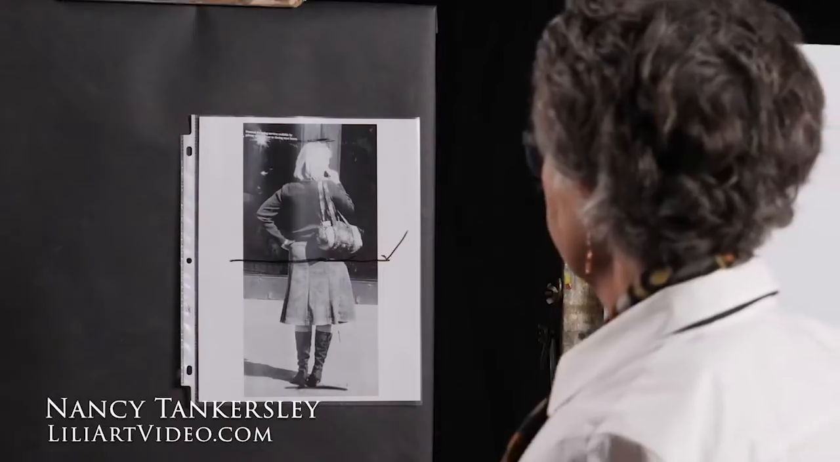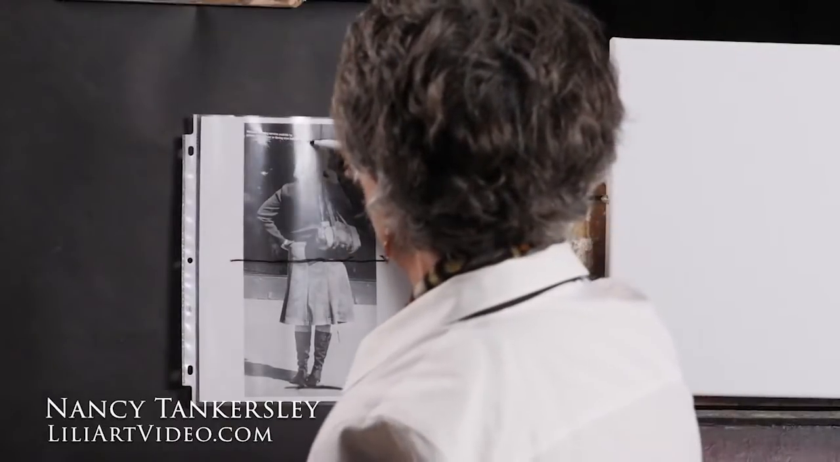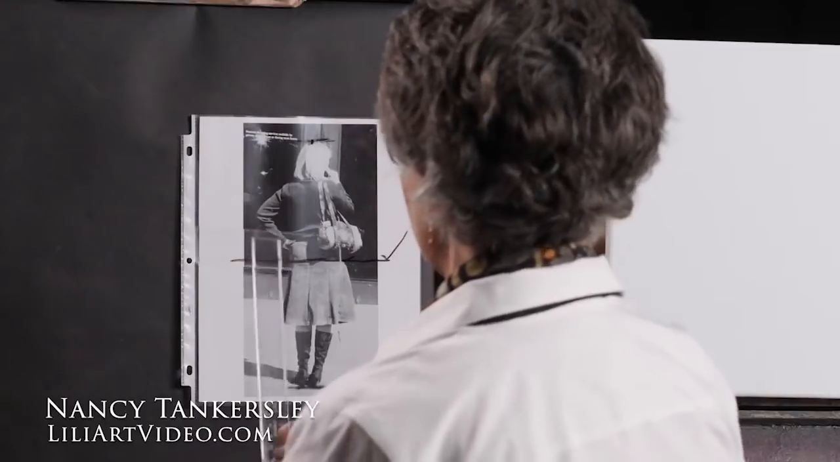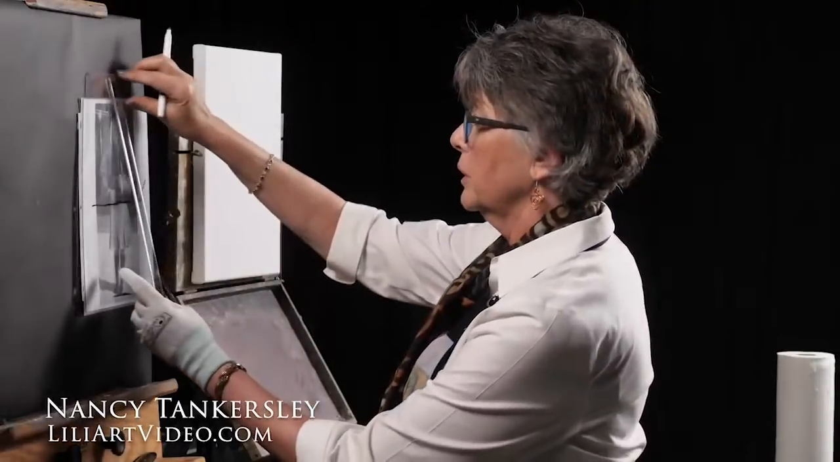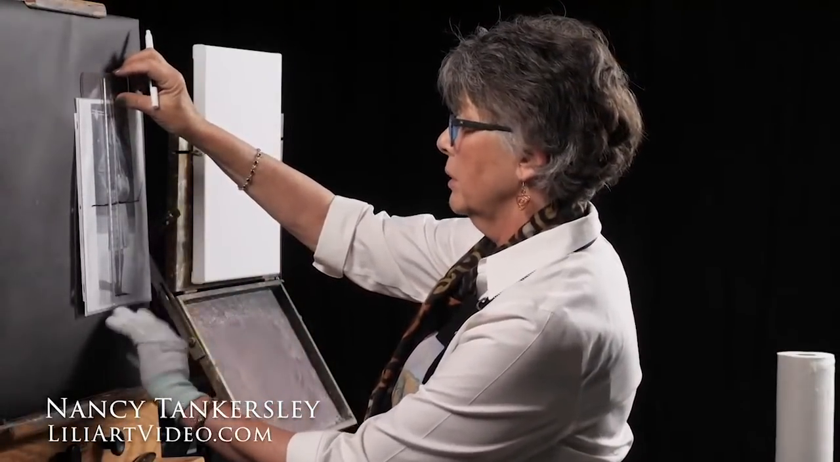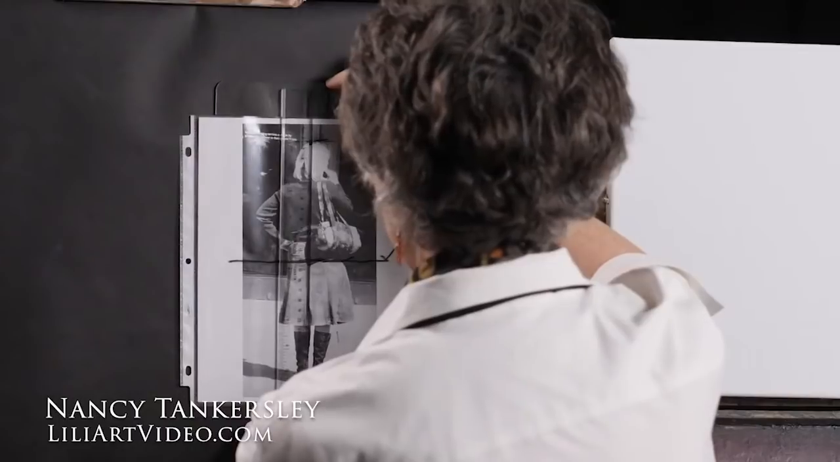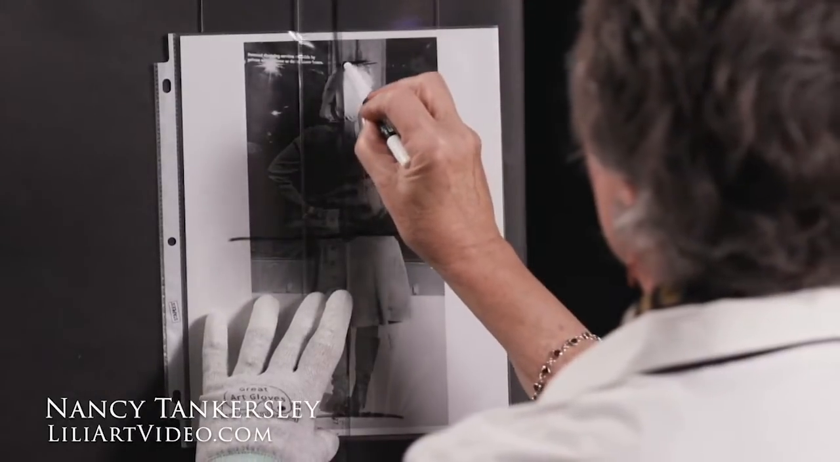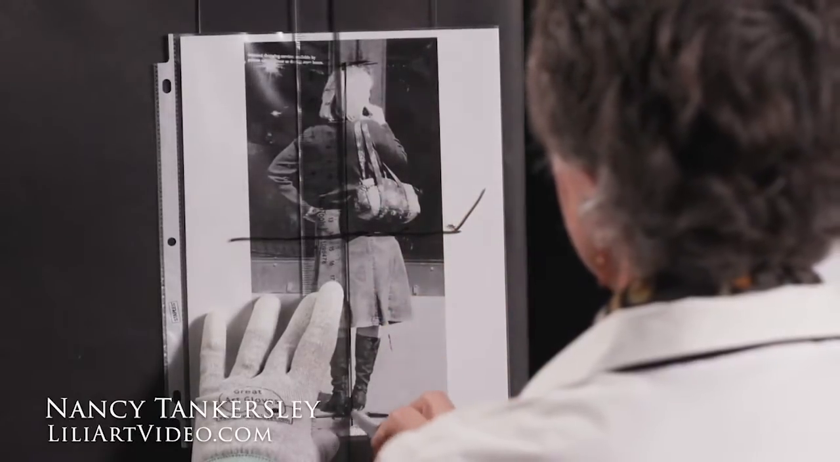Secondly, I like to drop a vertical line. It doesn't matter exactly where it is. I just want to make sure that it's somewhere toward the center of the figure. And I recommend getting a T-square because it's really important to line it up with the edges of the paper, just like you'd line it up with your canvas. So I'm going to draw a center line there.